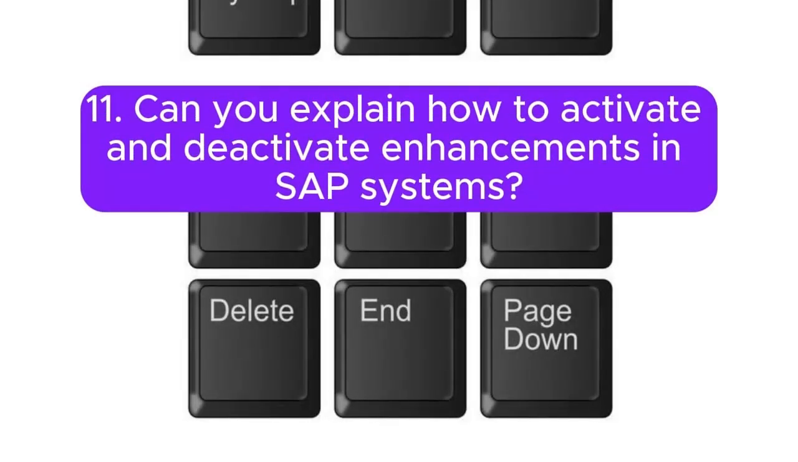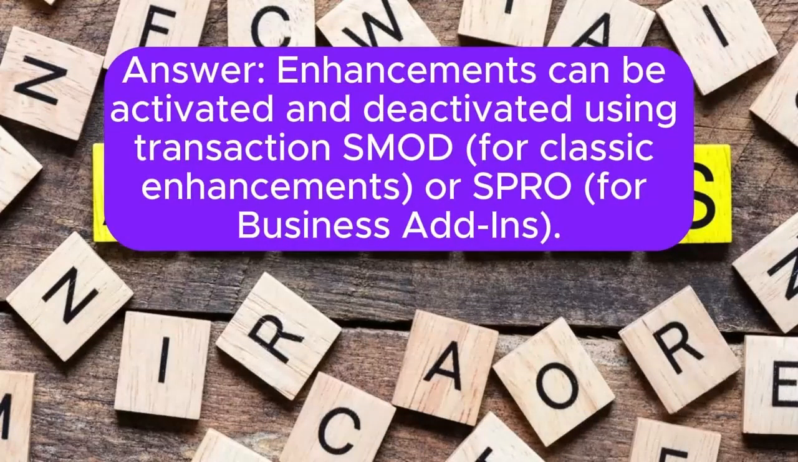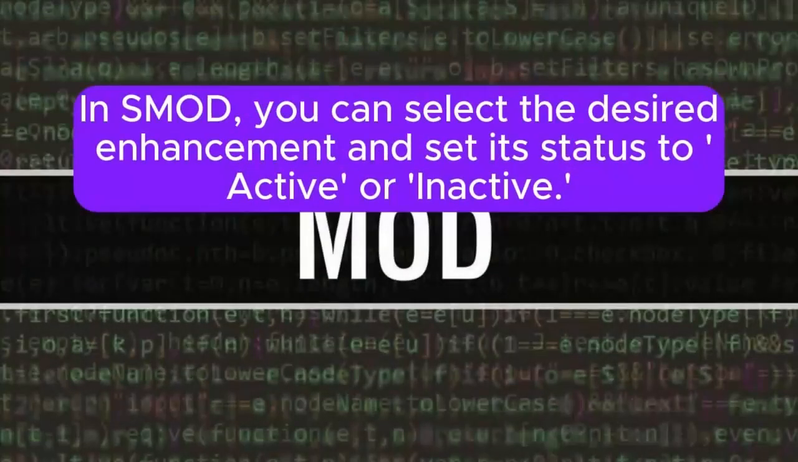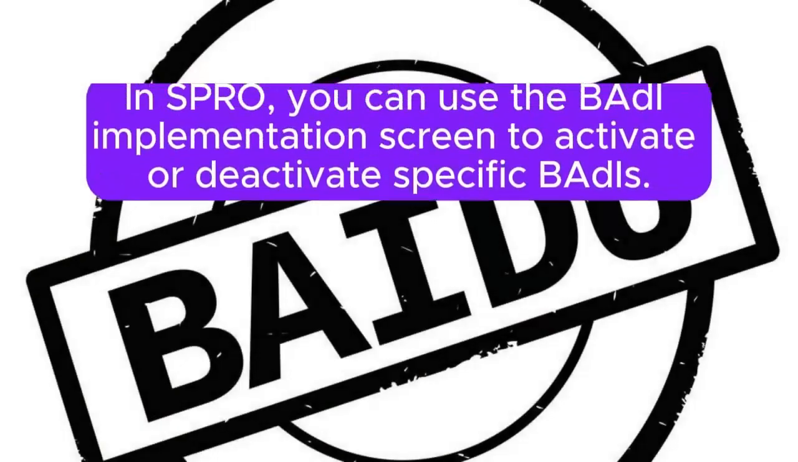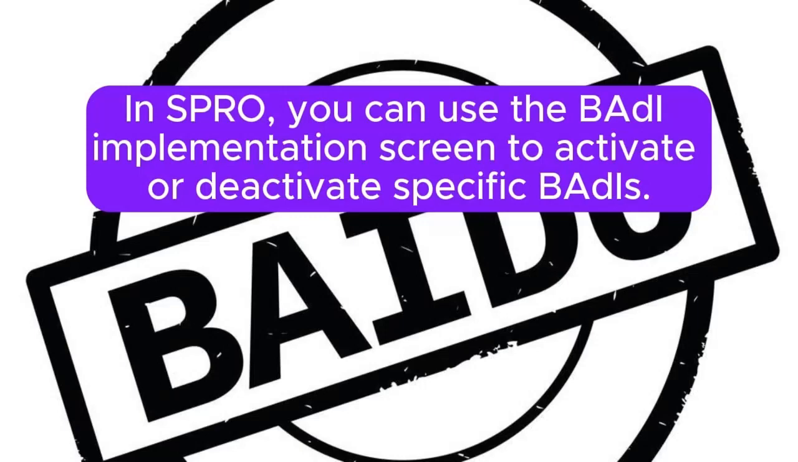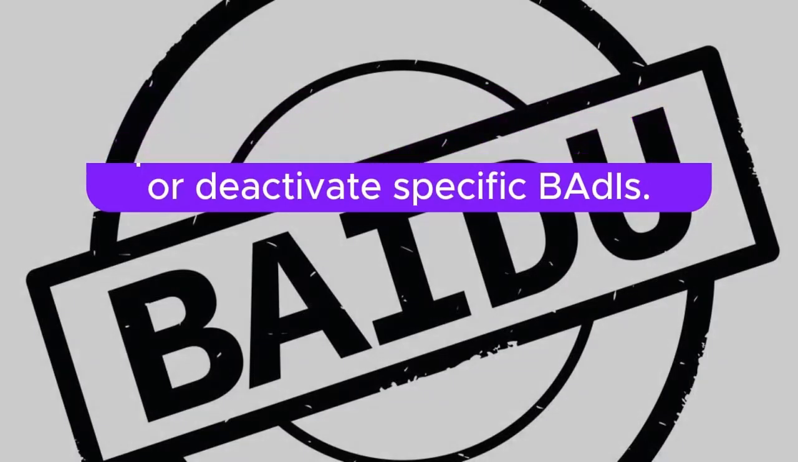11. Can you explain how to activate and deactivate enhancements in SAP systems? Answer: enhancements can be activated and deactivated using transaction SMOD for classic enhancements or SPRO for business add-ins. In SMOD, you can select the desired enhancement and set its status to active or inactive. In SPRO, you can use the BADI implementation screen to activate or deactivate specific BADIs.